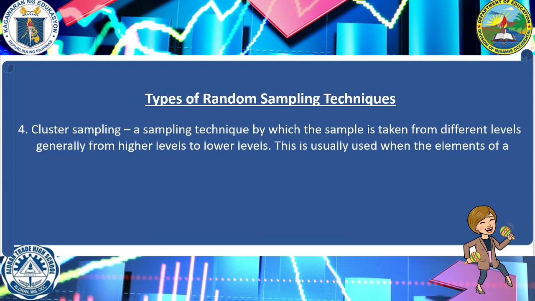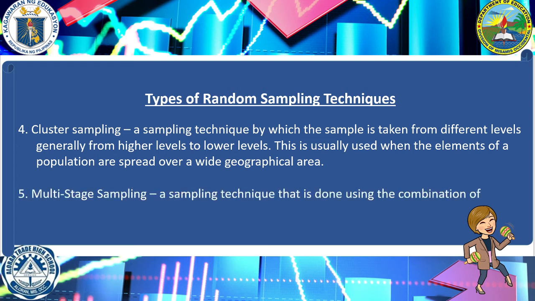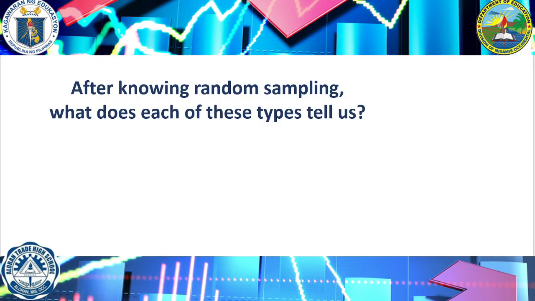Then, we have number 4, cluster random sampling, a sampling technique by which the sample is taken from different levels, generally from higher levels to lower levels. This is usually used when the elements of a population are spread over a wide geographical area. Lastly, the multi-stage sampling is a sampling technique that is done using the combination of different sampling techniques.